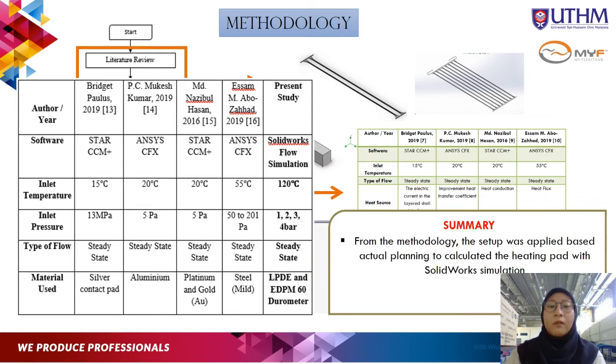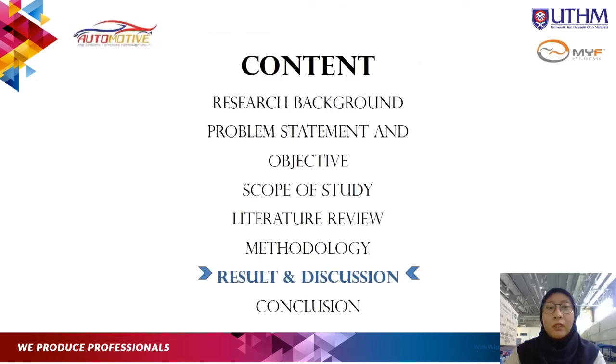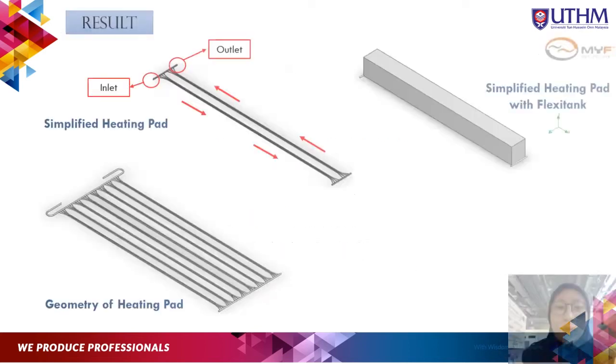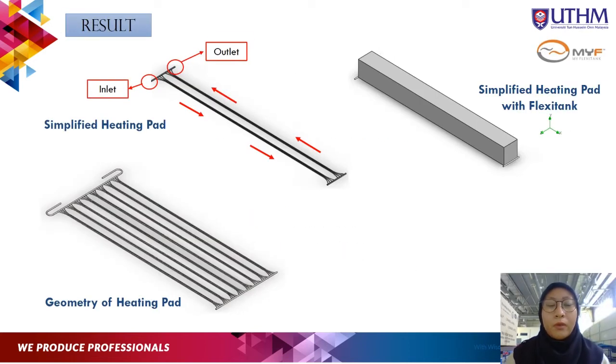So next for the result and the discussion. From the result, the simplified heating pad shows the flow through the inlet and the heat source will flow inside the different thickness tube until it reaches the outlet. For the simplified heating pad with the freezing tank, we can see the heat transfer was predetermined critical thermal parameter of the heating pad on the different inlet pressure.